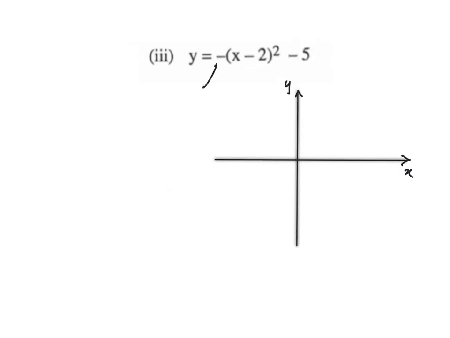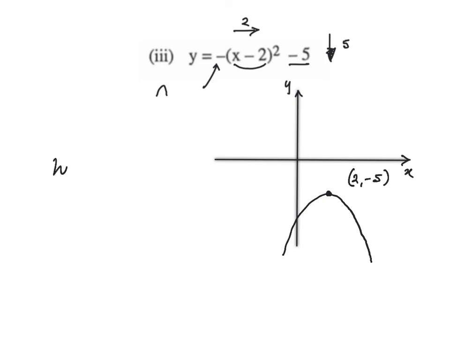Final part. Now, this negative here means that the graph is sad face. The x minus 2 in brackets means that the graph has been moved 2 spaces right, and the minus 5 at the end means the graph has been moved 5 spaces down. So 2 spaces to the right and 5 spaces down, that's 2, minus 5, and we want a sad face, so it looks something like this.